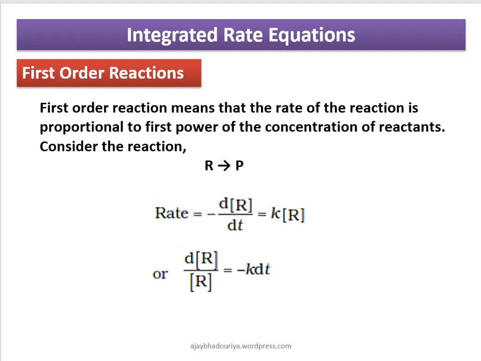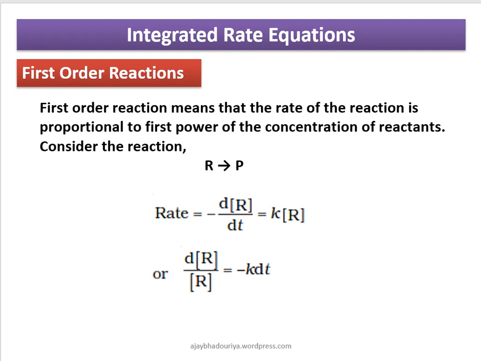Now, first order reaction, the integrated rate equation for the first order reaction. First order reaction means the rate of the reaction is proportional to the power of the concentration of only one of the reactants. Suppose we have taken the reaction R converting into P, reactant converting into product.